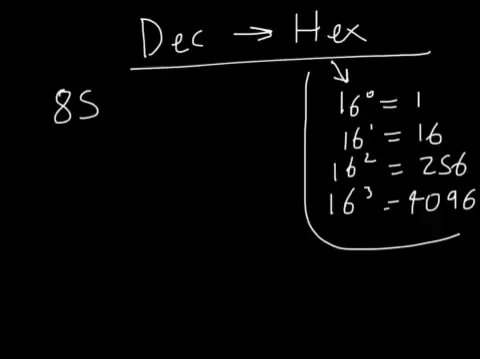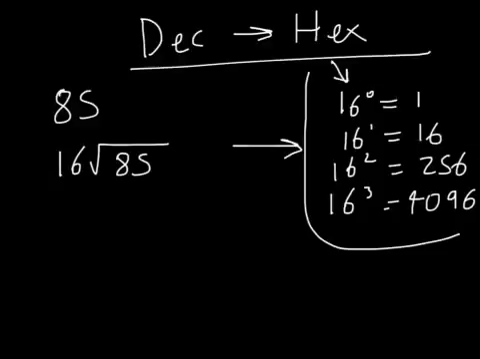of 16 that is less than or equal to 85, so it's this one, because 256 would be too big. And therefore we want to know how many times does 16 go into the number 85. Well, it goes into 85 at least 5 times, because 5 times 16 is 80, and it gives us a remainder of 5. So now in terms of our place value, we've got 2 hexadecimal digits.